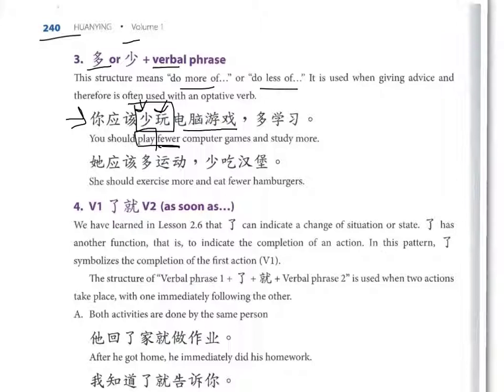All right, that's fine. And what should you do more of? You should do more studying. 多学习. All right, you should play fewer computer games and study more. 你应该少玩电脑游戏，多学习. All right, another example here. 他应该多运动，少吃汉堡. So this individual should exercise more and eat fewer hamburgers. 多运动，少吃汉堡.